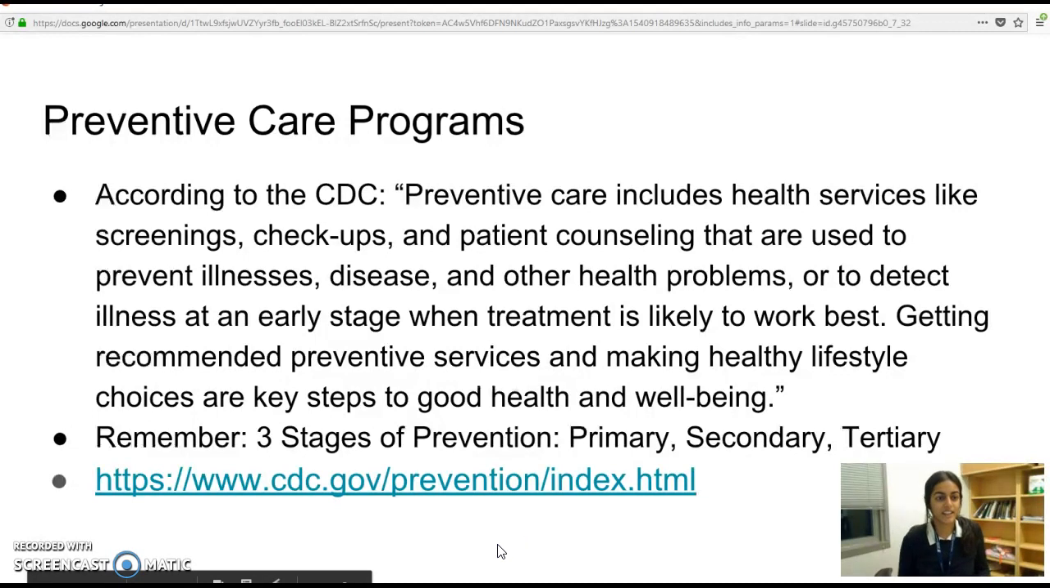According to the CDC, preventive care includes health services like screenings, checkups, patient counseling, that are used to prevent illness, disease, and other health problems, or to detect illness at an early stage. So your primary, your secondary prevention, when the treatment is likely to work best. Getting recommended preventive services and making healthy lifestyle choices are key steps to good health and well-being, and hopefully we never get to tertiary prevention at all if we focus on these.